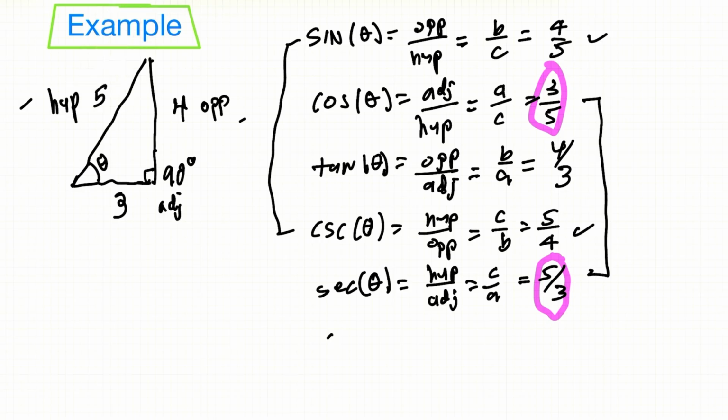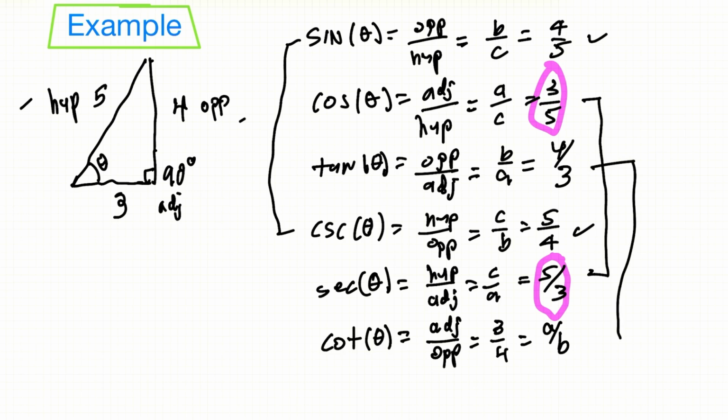And then our last one is the cotangent. Cotangent is equal to the adjacent over the opposite side, 3 over 4, which is a over b. Now let's see if that's the reciprocal of our tangent. Okay, there's 4 over 3. Here's 3 over 4. So we can see that 3 over 4 is the reciprocal of 4 over 3. So the tangent and the cotangent are reciprocals of each other. So there are our basic definitions and one example on a simple triangle.